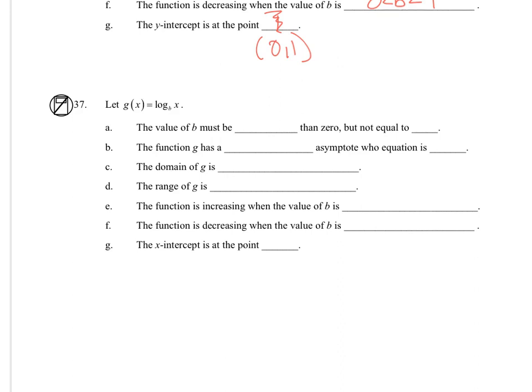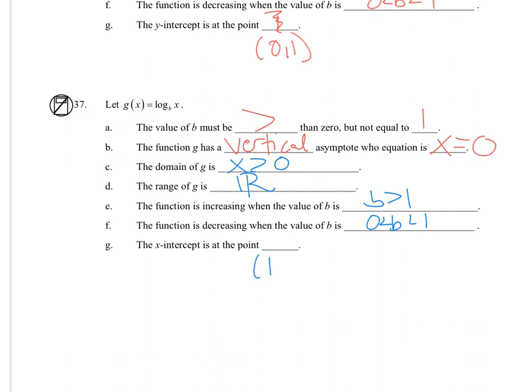Okay, now for a logarithm, the value of b must be greater than 0 but not equal to 1 again. It has a vertical asymptote, and its equation is x equals 0. The domain is x is greater than 0, but the range is all reals. The function's increasing when the base is greater than 1. It's going to be decreasing if the base is between 0 and 1. And the x-intercept point is over 1 and up 0.